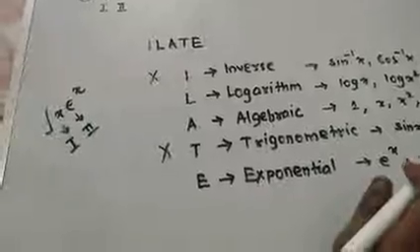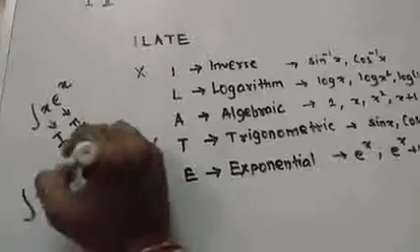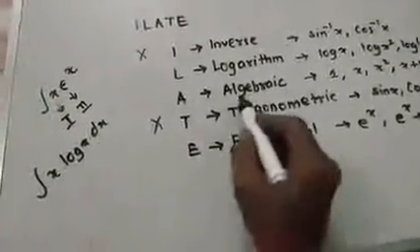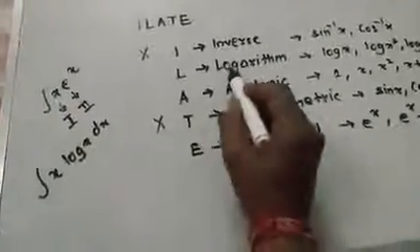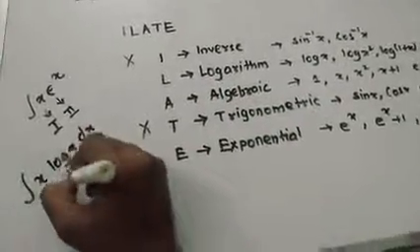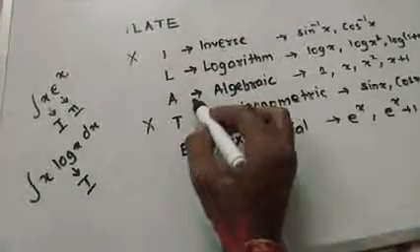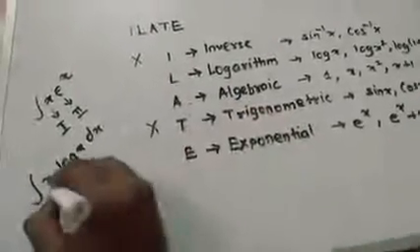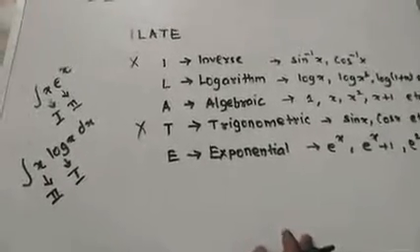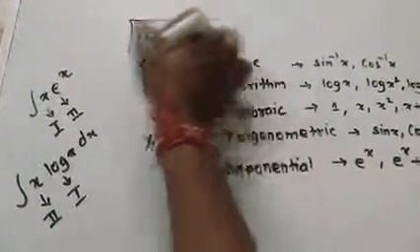Clear? Suppose I am dealing with this type of integration, x log x dx. Okay, so x means algebraic, log x means logarithm. Now here we can see that the logarithm comes first, so we will assign log x as first function, and x, that is the algebraic, comes after the logarithm, that is A, so we will assign x as second function. So clear how to assign which as first and which as second. Just simply use the rule of ILATE.